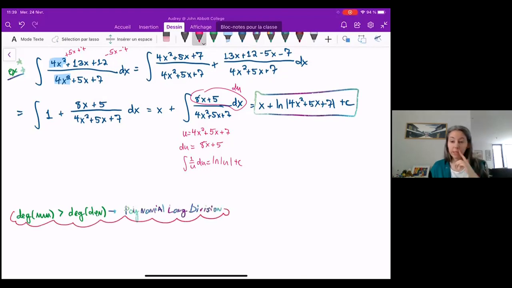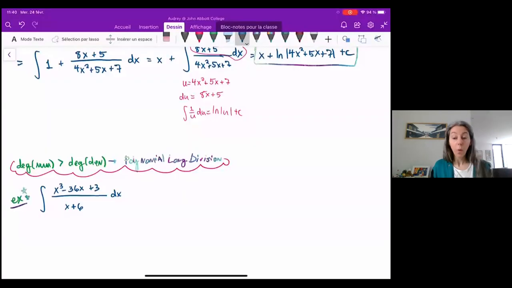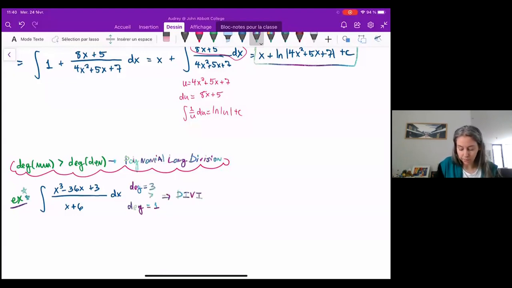And also in theory, you guys have learned this before. So polynomial long division when the degree of the numerator is greater than the degree of the denominator. Okay, so in this case, the degree of x cubed minus 36x plus 3 is equal to 3, and on the bottom, the degree is equal to 1. And so that tells me that I need to divide because 3 is bigger than 1, and I can't do my special division because the degrees aren't equal.